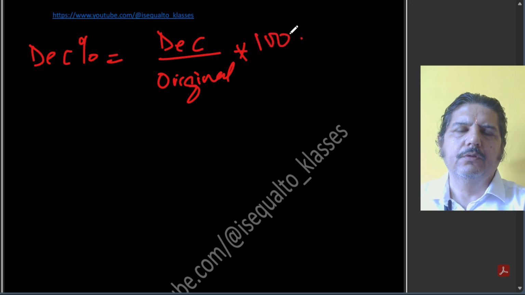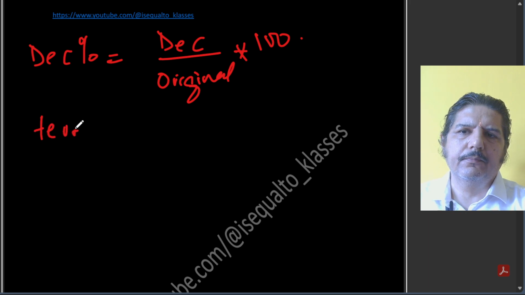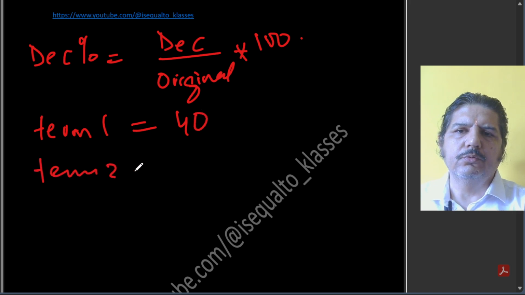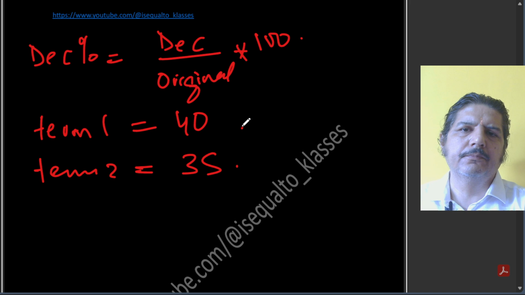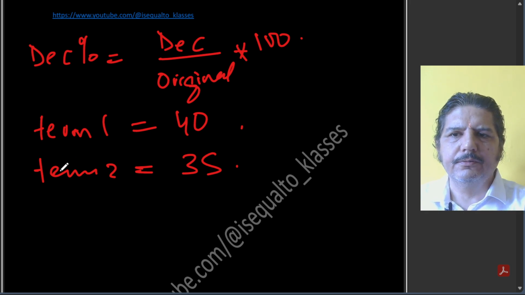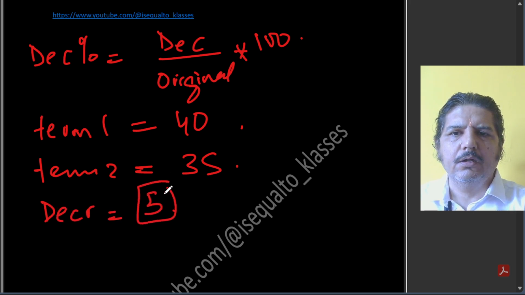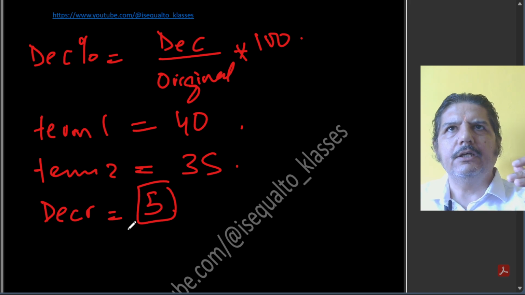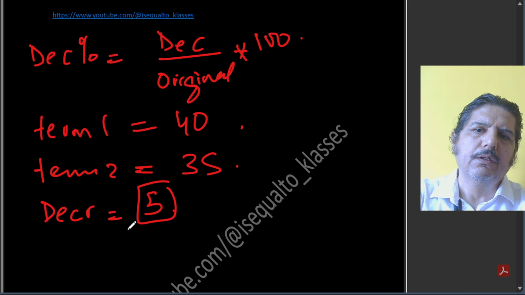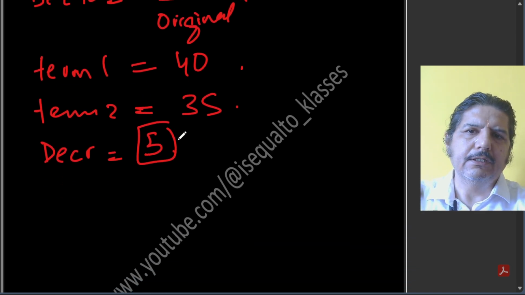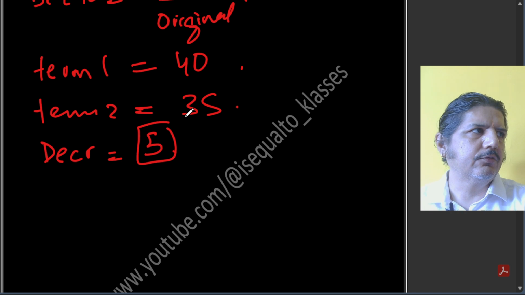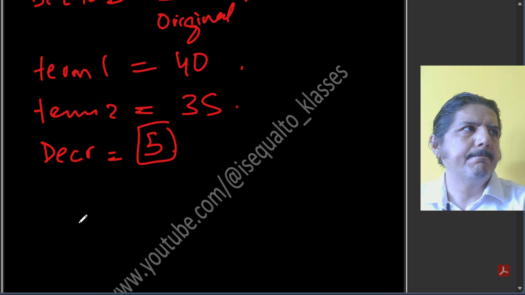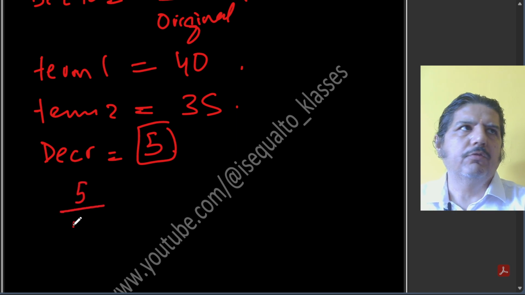multiplied by 100. So let's take a simple example. In term 1, you scored 40 marks, and then in term 2, you scored 35 marks. So there is a decrease of 5. So what is the decrease? The decrease is 5. But this decrease is on what? This decrease is on term 1, that is 40. So 5 upon 40.